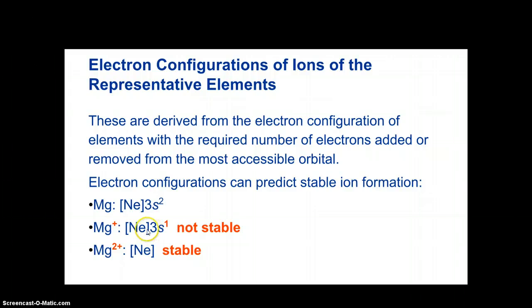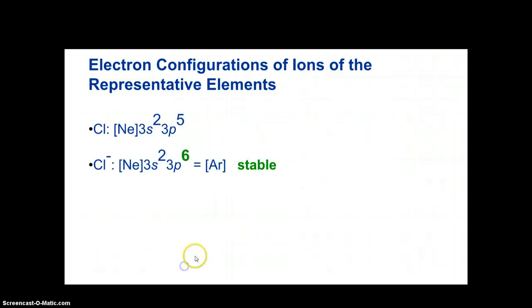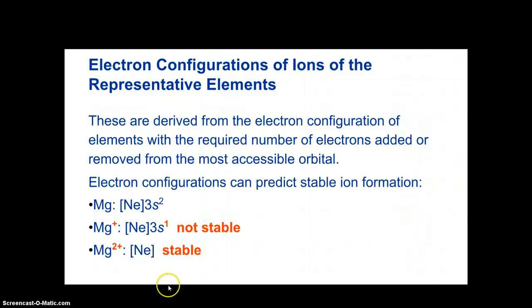If it loses 1 electron, it becomes neon 3s1, which we know is not stable. It's going to have a 2 plus charge. That's going to be stable because it's going to get to noble gas electron configuration. Doesn't mean it becomes a noble gas. It just means it gets noble gas electron configuration. Okay, and this is nothing new. We know that everybody in column 1 forms a 1 plus because they lose 1 electron. Column 2 forms a 2 plus, 2 electrons, and so on and so forth.